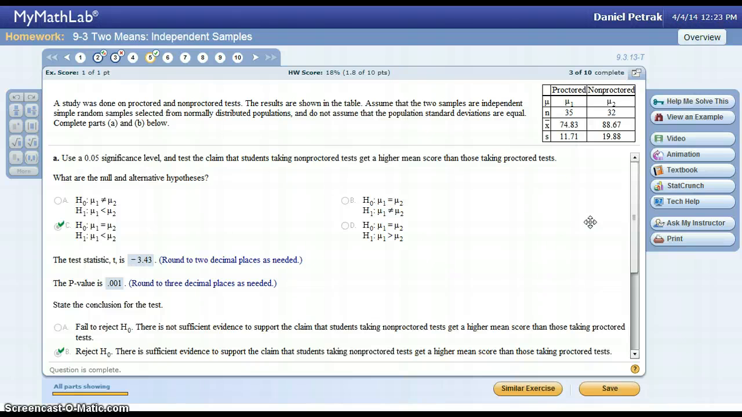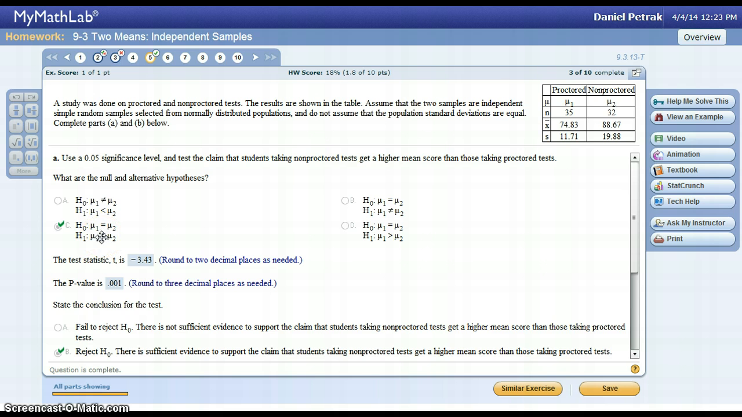on the test. So I've got number 5 here, and this is very typical of section 9.3. They're saying, is there a difference between proctored and non-proctored tests, the average test scores? So our null hypothesis is, nope, they're the same. Our alternative is that the non-proctored averages are higher. So this is actually a one-tailed test.